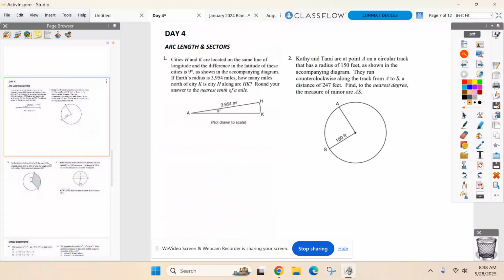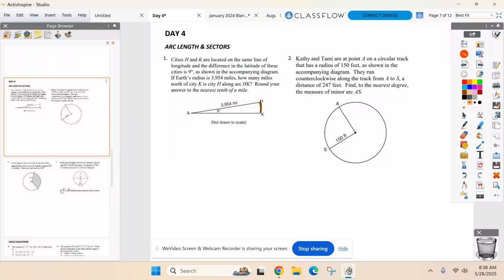All right, first one, arc length. We're on a circle now. How to find the piece of the circle, the arc length. Here's what we're looking for here on number one. I want to get right after it. How long is HK? That piece there. How long is it?